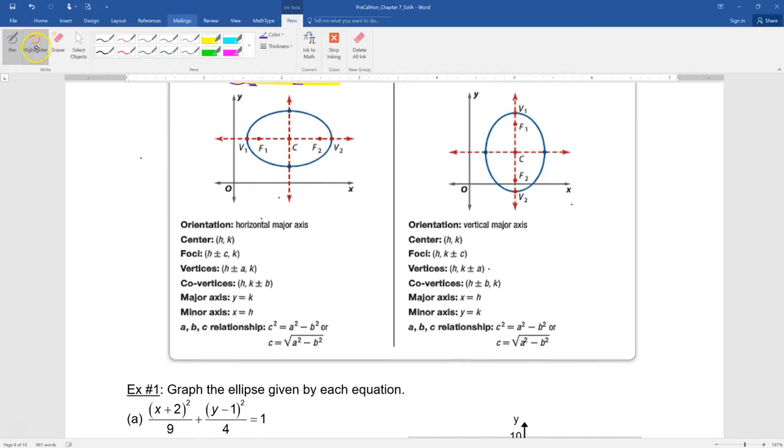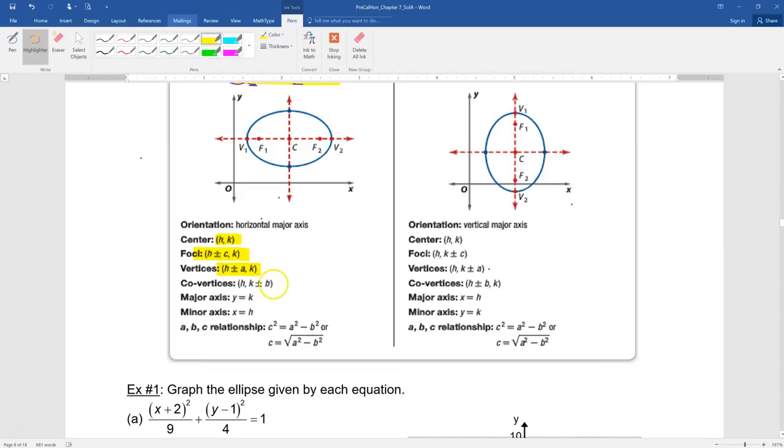The center is at H and K. What about the foci? Well, if this is a horizontal one, then you have to go to the right and to the left. That means you move right and left from the H. K stays the same. The vertices, same thing. You go left and right from the H. You add A. Well, one side, you're going to do both. Plus A is going to give you one vertex, minus A is going to give you the other vertex. Yeah. So it is both.